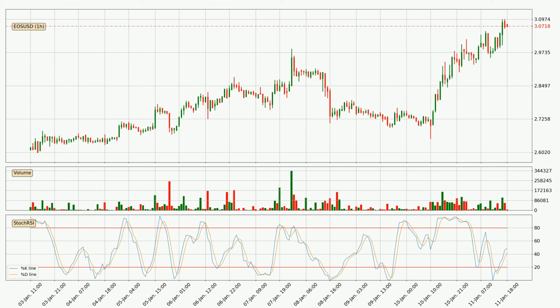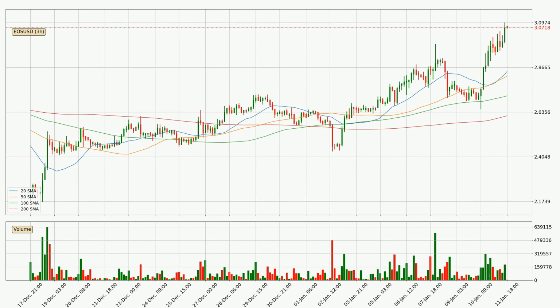Now looking at the current hourly Stochastic RSI, there are no signs of the Stochastic RSI being oversold or overbought at this time, but because the %K line is over the %D line, we can deduce that the trend is currently on the up. Jumping to the 3-hourly simple moving averages, the price crossed the 20 SMA upwards, but the volume wasn't very high, which means it is not a very strong signal.